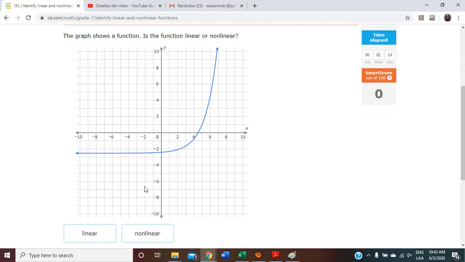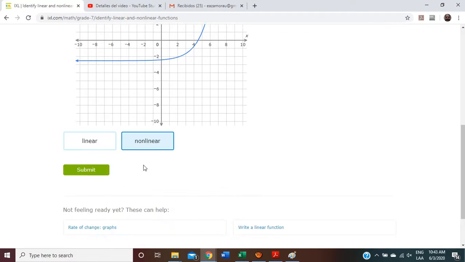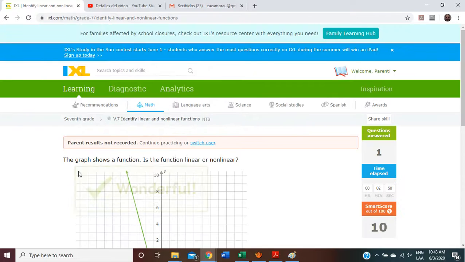As the name says, linear functions are functions that have a straight line. So this has a curve, so this is not a linear function because it has a curve. So this is a non-linear function. So we're going to choose nonlinear and submit.